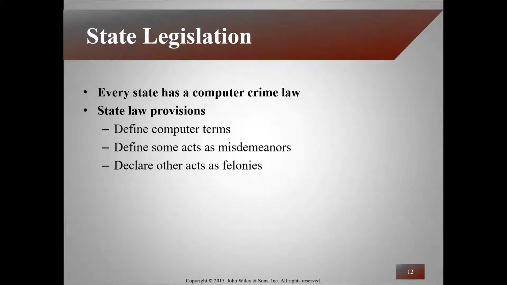Now, every state now has at least one computer crime law. Most of the laws have provisions that, one, define computer terms, two, define some acts as misdemeanors, and three, declare other acts as felonies. These laws require willful intent for criminal convictions. Thus, words like maliciously, intentionally, or recklessly often appear in the wording of the computer crime law, and willful intent must be established for a successful prosecution.